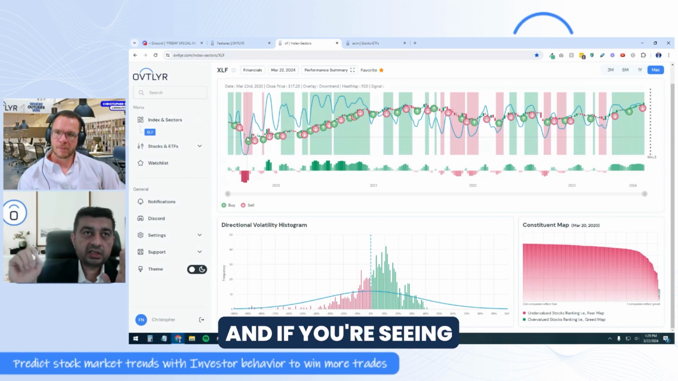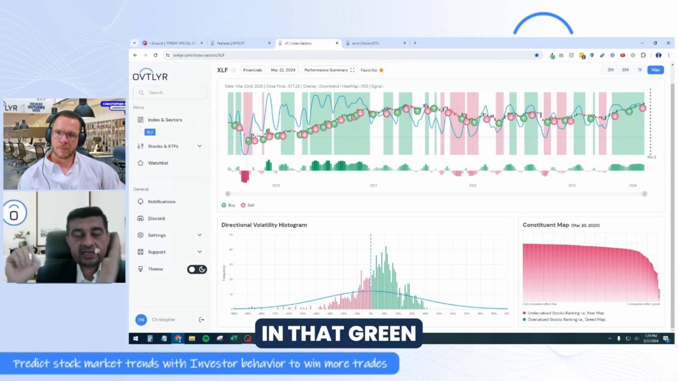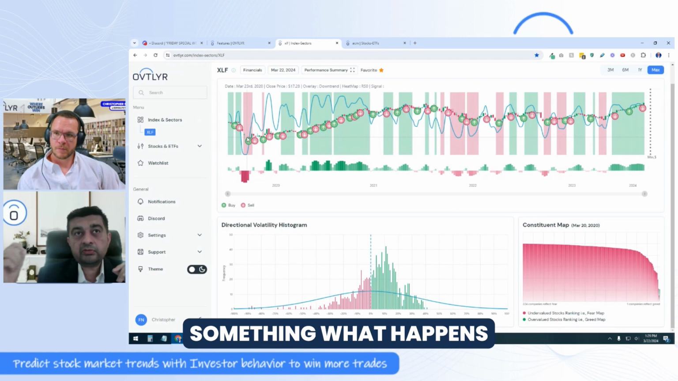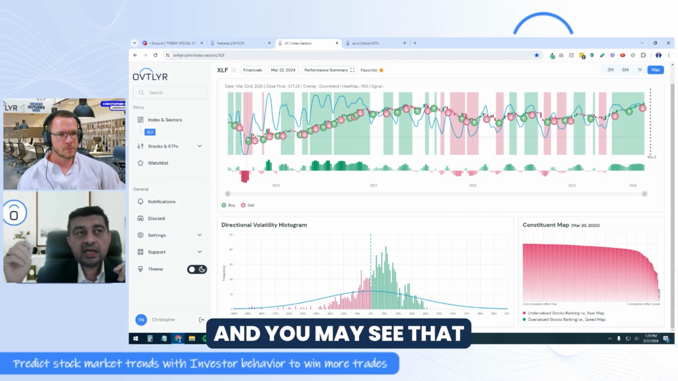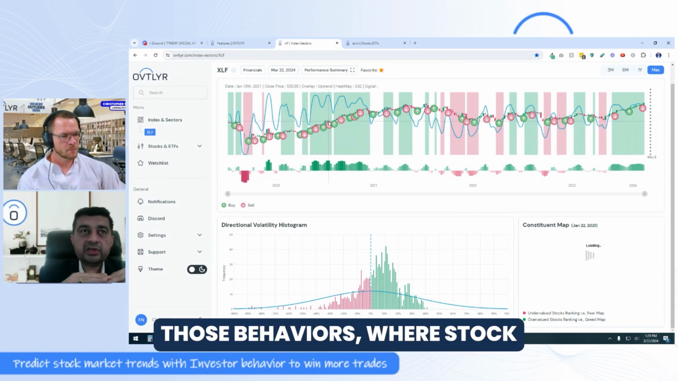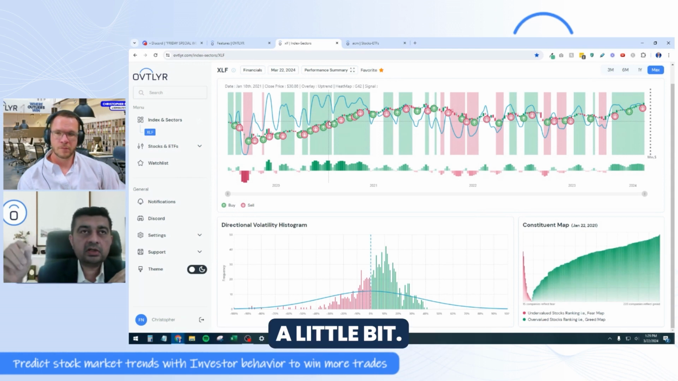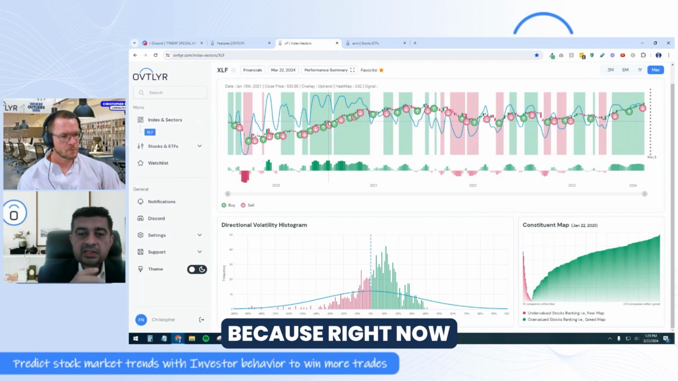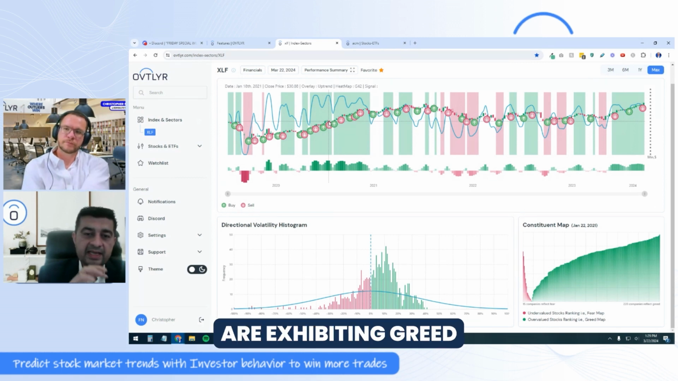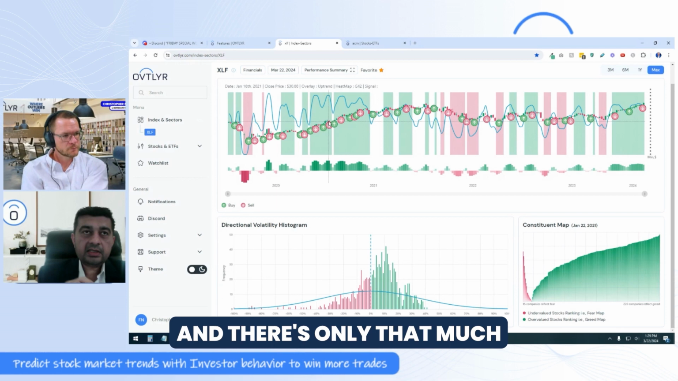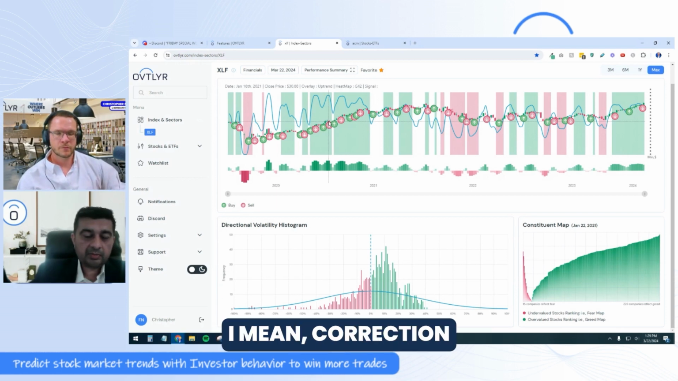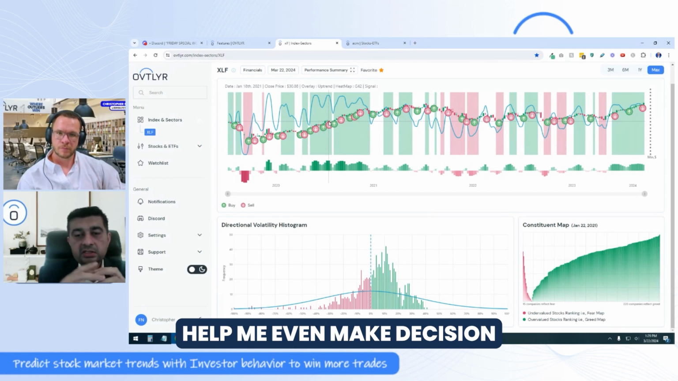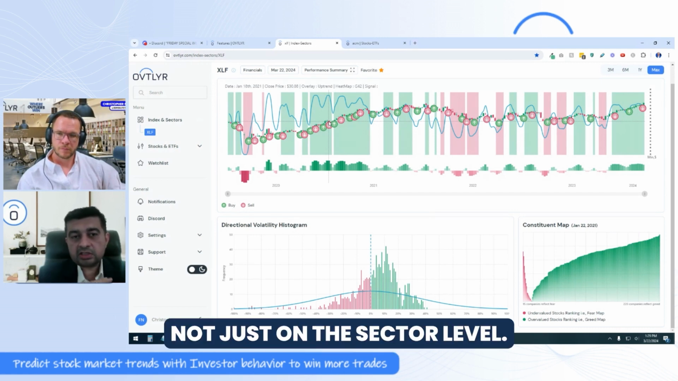And if you're seeing a lot of companies on the green side, and you're thinking, oh yeah, it's a great opportunity, sometimes what happens is you take that, and you may see that stock may go up a little bit, down a little bit, it's not going up as you expected. Why? Because right now most of the companies are exhibiting greed, and there's only so much they can go up. Correction eventually will happen. So this tool helped me make decisions on the individual stock level, not just on the sector level.